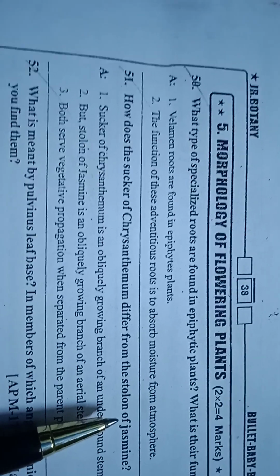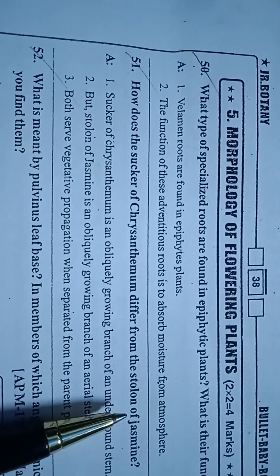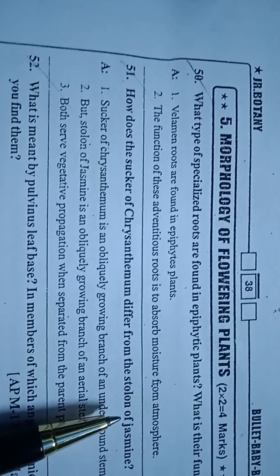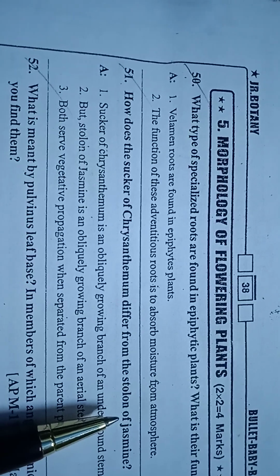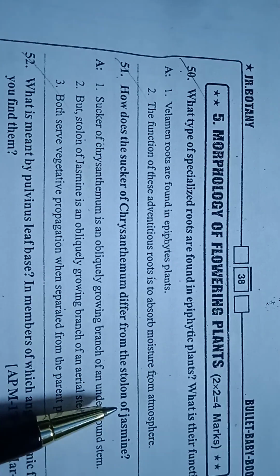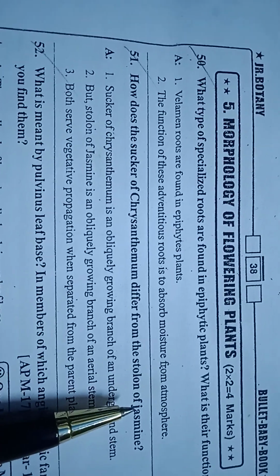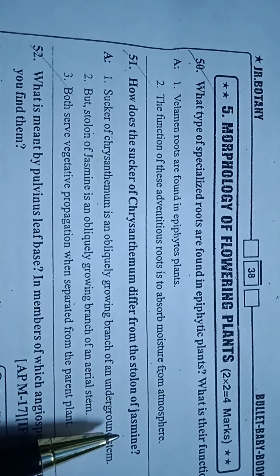After some time it bends downwards. Obviously, if the plant bends downwards, it touches the ground. That ground produces adventitious roots.